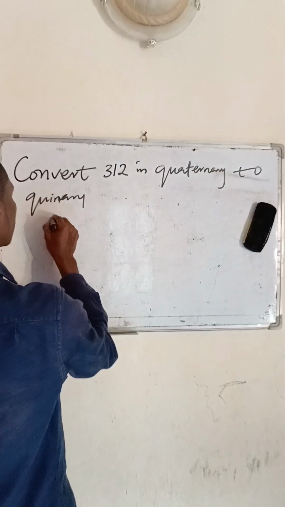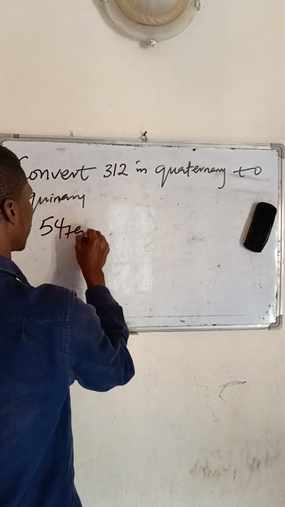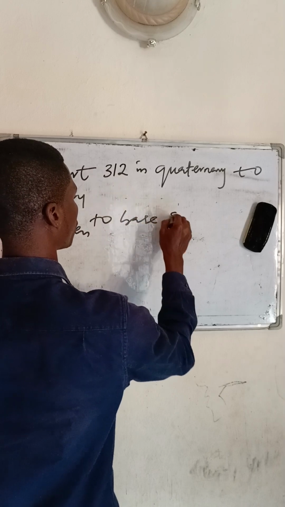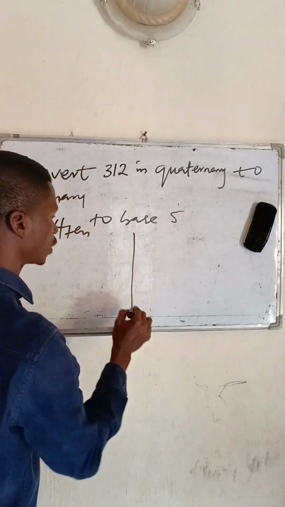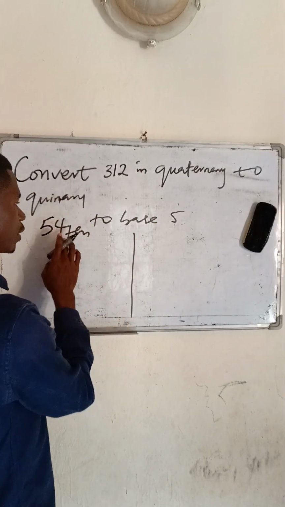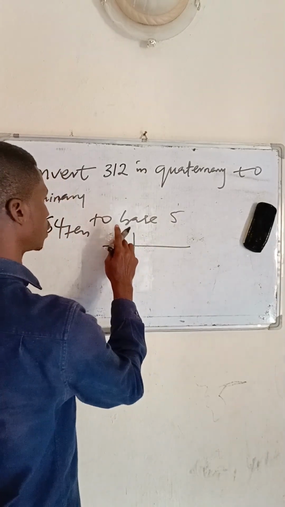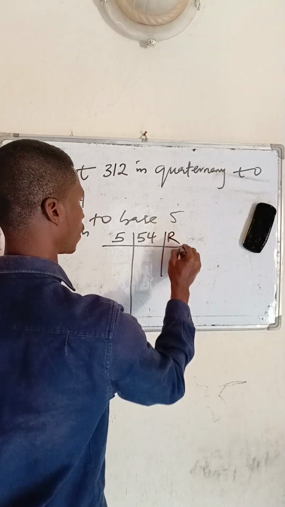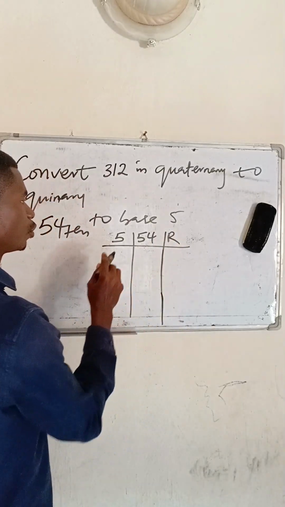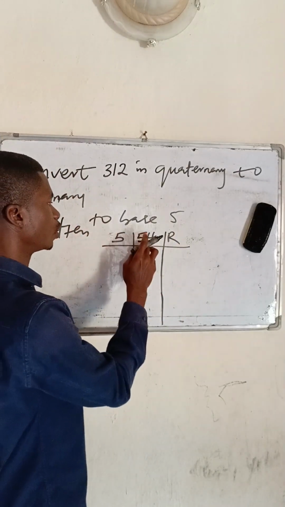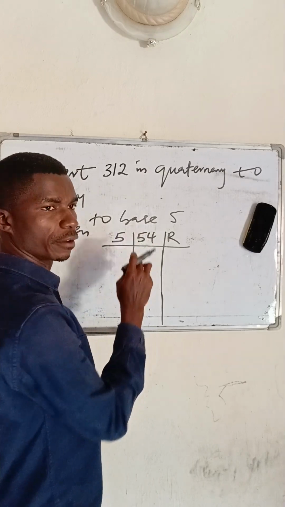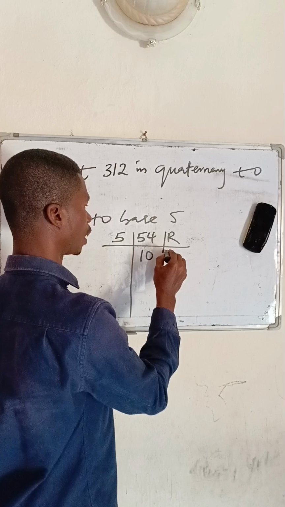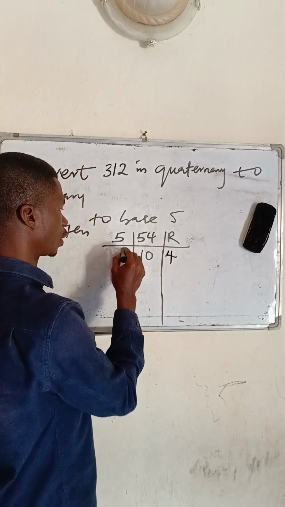So how then do we convert 54 in base 10 now to base 5? You draw this one. This is how we convert it. If you want to convert from base 10, this is what we do. This becomes the base, this becomes the number, and this becomes the remainder. Are you seeing it now? So you now ask yourself, how many times will 5 go into 54? It will be 10. Remainder what? 4.